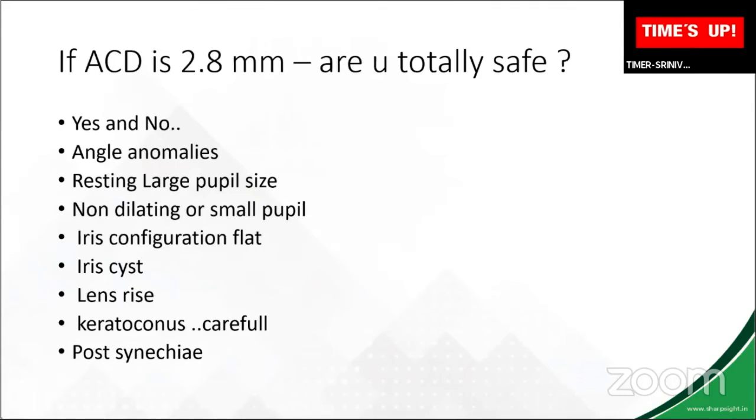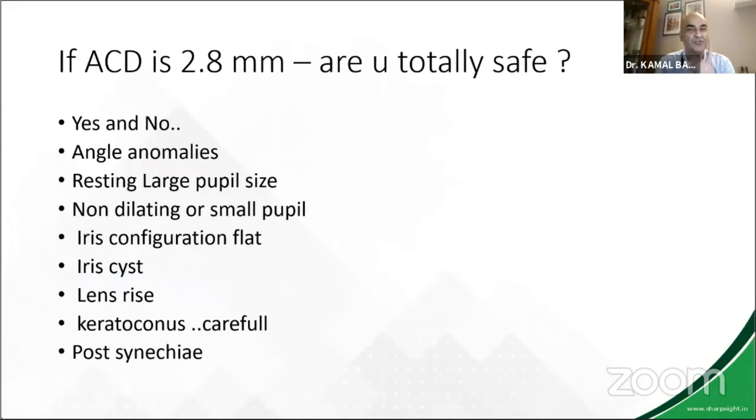Well, I would say probably not. Look for angle anomalies. Look for a resting large pupil size. In case you have a resting large pupil size, you will be ordering a larger lens. Then a simple 2.8 millimeter is not good enough. You probably need more than 3.1. So my nomogram is, if I am planning a larger size lens, I look for an ACD more than 3.1. Otherwise, I plan for a little bit smaller optic size.